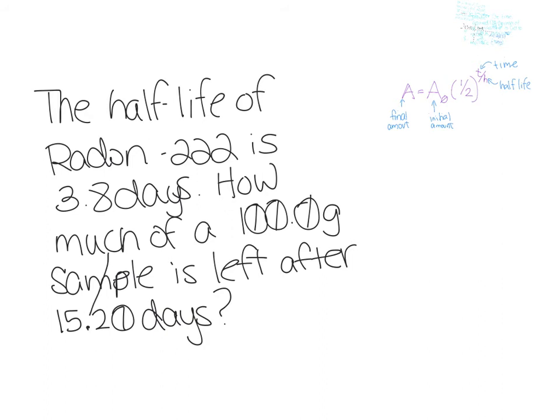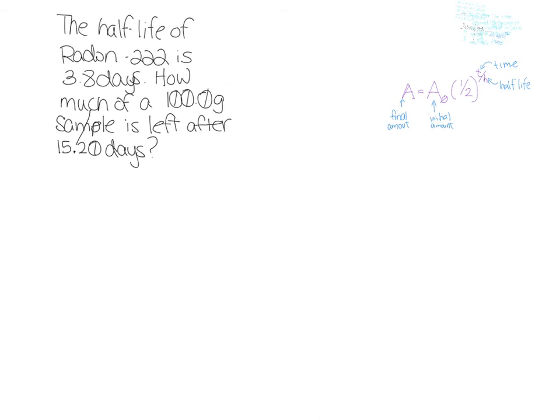All right. First thing we need to do is figure out how many half-lives have passed. So I'm going to take the time passed, 15.20, divided by 3.8. And what do you get, Zach?